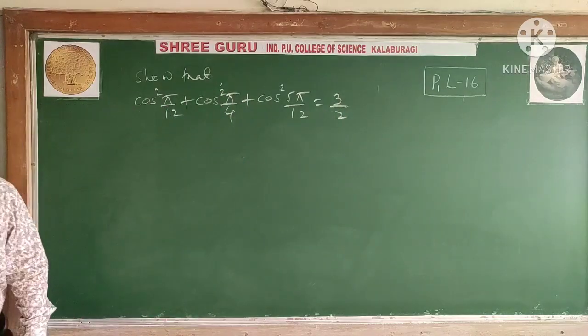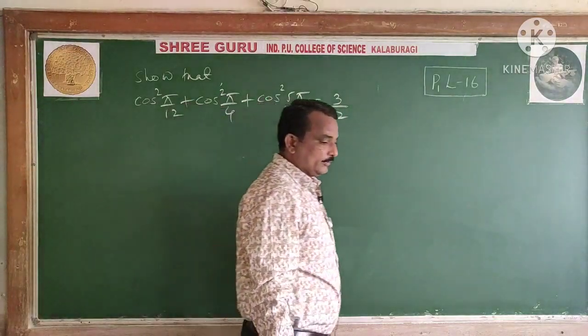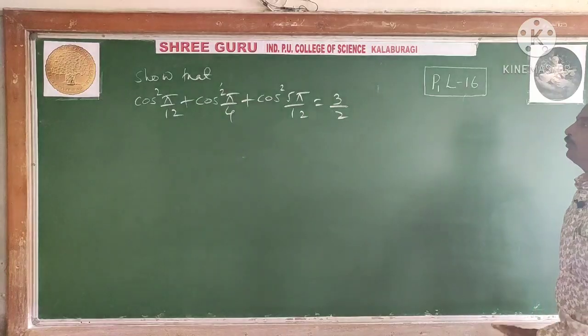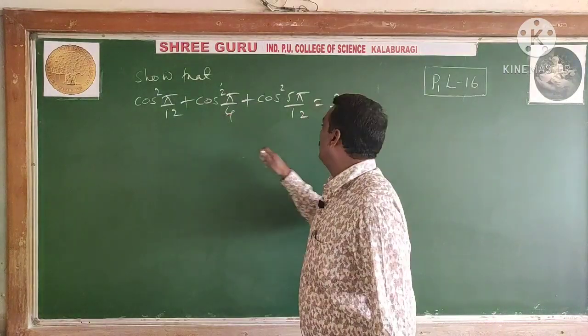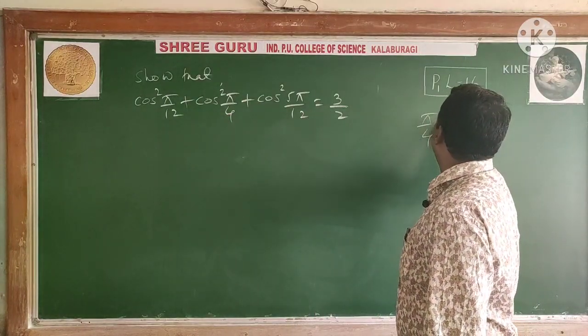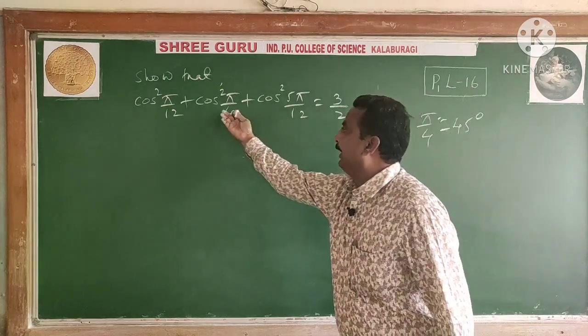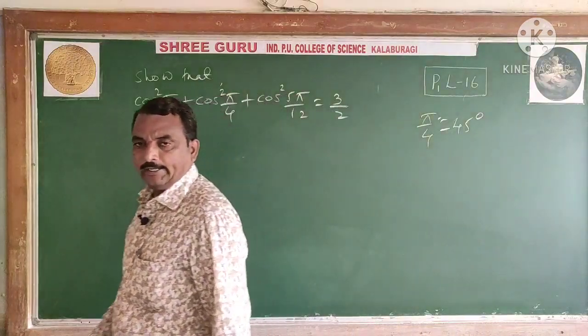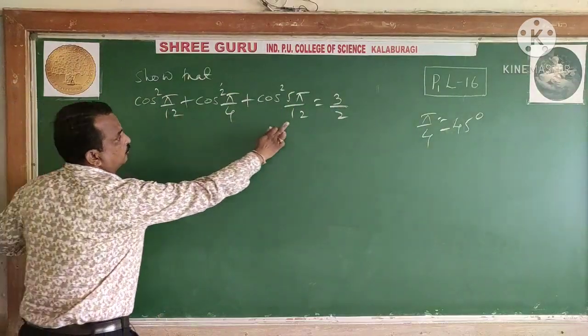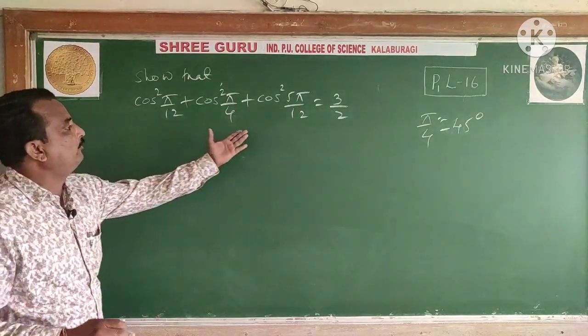Same type of example, which we calculated in the previous class. See here, three terms. Here one of the angles is pi by 4. Pi by 4 is equal to 45 degree. This is the standard angle. Don't bother about it, directly substitute its value. You can write it here. Then you bother about these two values, pi by 12 and 5 pi by 12.